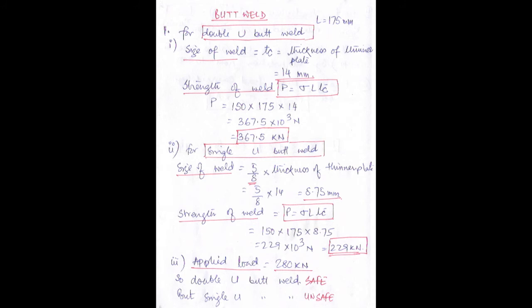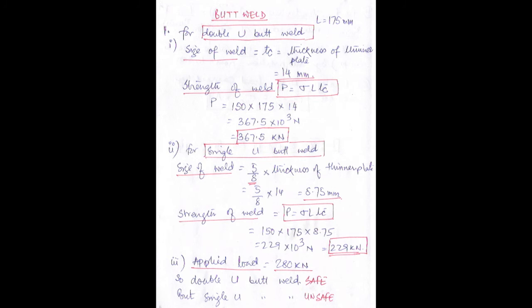Next step, strength of the weld. How can we find it out? P is equal to sigma L into TC. The value of sigma is given as 150, L is given as 175, TC we have found out as 14. So if we multiply, we get the value as 367.5 into 10 cube Newton. Now 1 kilonewton is equal to 10 cube Newton, so if we divide this value by 10 cube, we will get the value in kilonewton. So the final answer is that the strength of the double U butt weld is equal to 367.5 kilonewton.